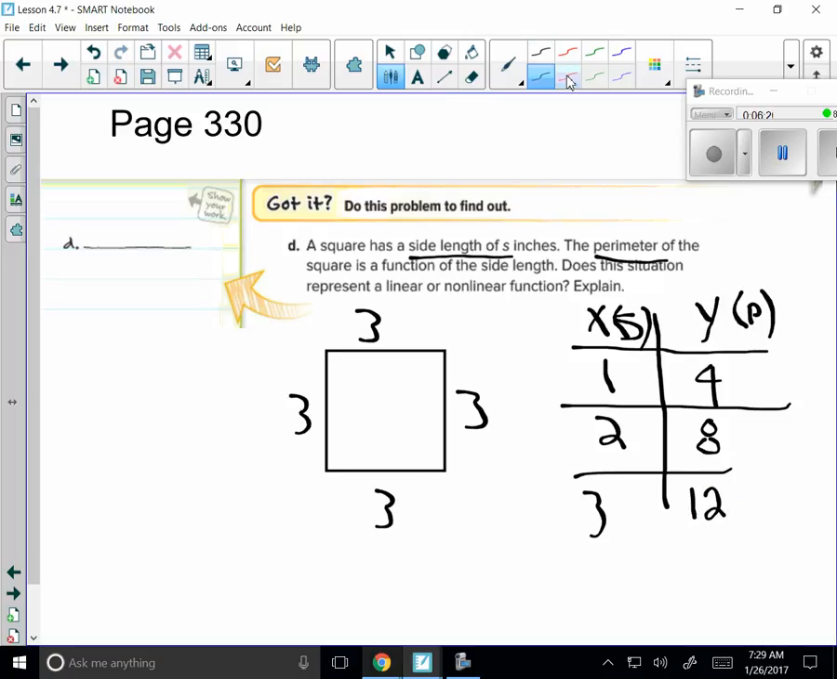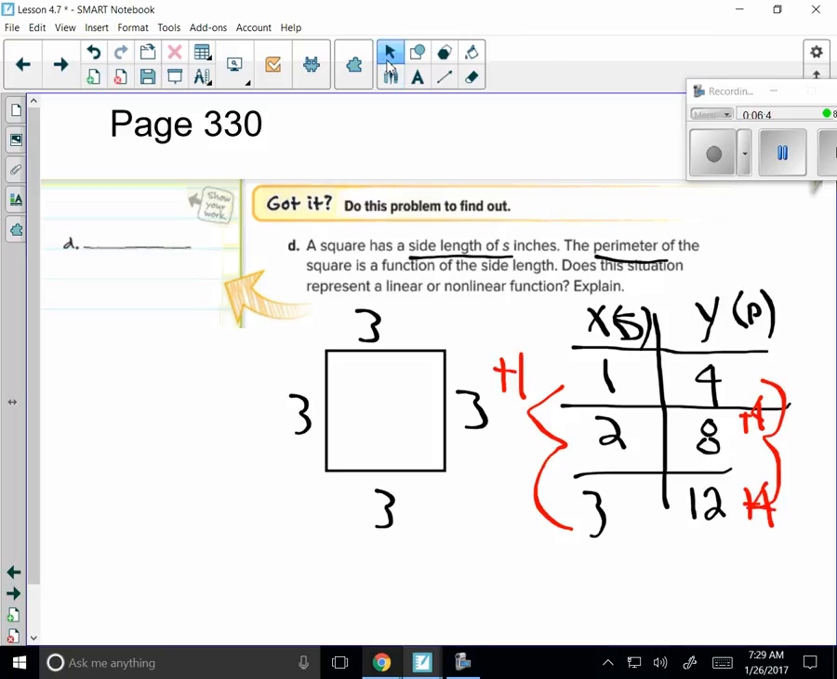So if you haven't figured it out by now, let's look at our table, and we can use our swoops to find the rate of change and see if it's consistent. On my x side, they're adding 1 each time. And on my y side, I'm going from 4 to 8 to 12. From 4 to 8 is plus 4. And from 8 to 12 is plus 4. So if I were to ask you for the slope of this, or the constant rate of change, you could tell me that it is 4 over 1 for the entire thing.